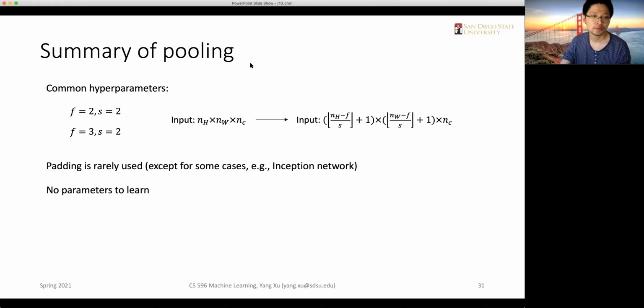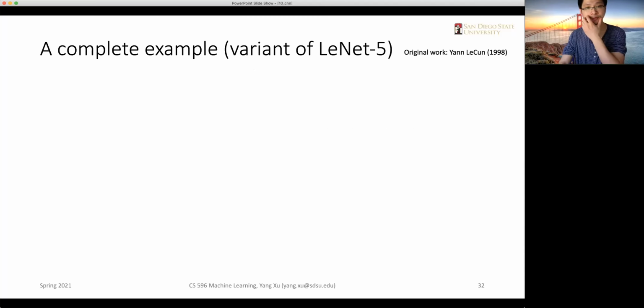Padding is also rarely used. We basically don't need to pad before applying the pooling. And the most important thing is that, unlike the convolutional layer, there are no parameters learned.